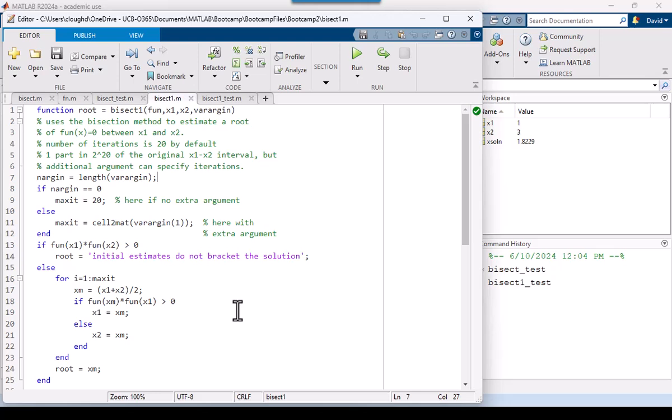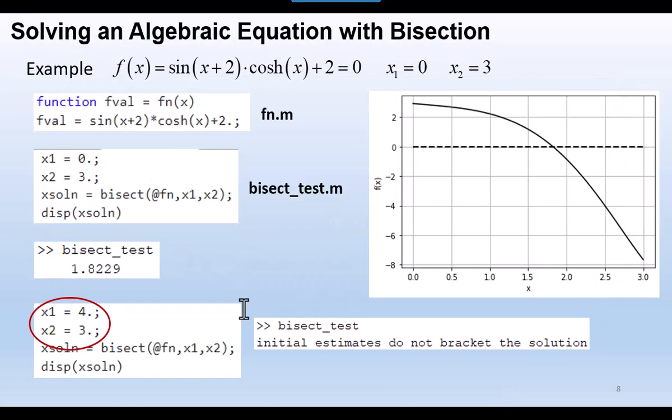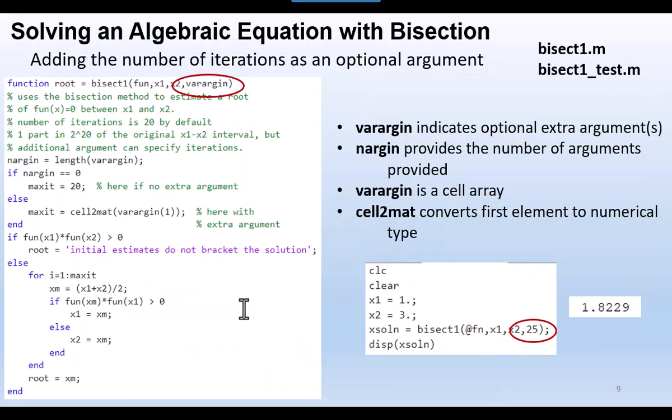So let us pop back into our slides and take a look at that. This shows you how we've set that up. And so we have optional arguments, and we're computing the number of these arguments using the length of that cell array. And then we used a function called cell2mat to convert the first element to a numerical type variable, maxit.